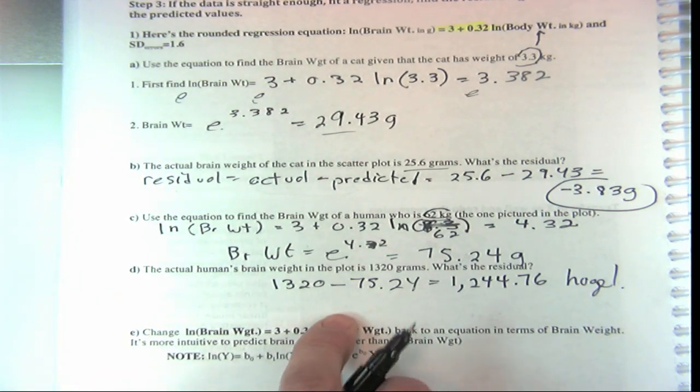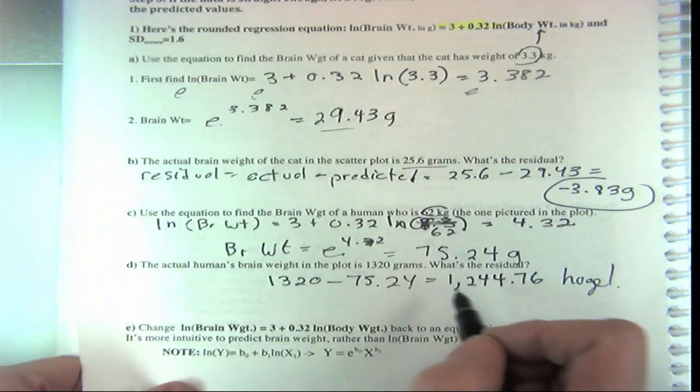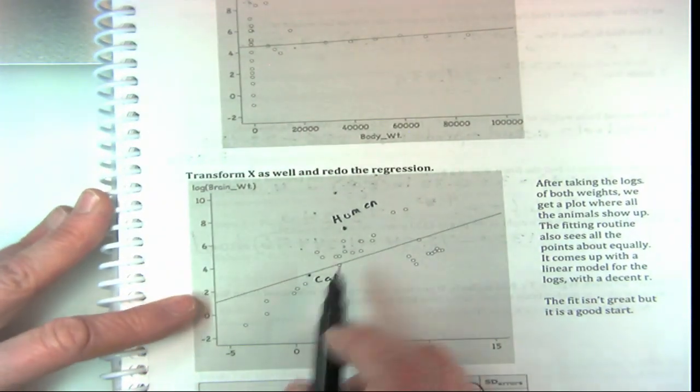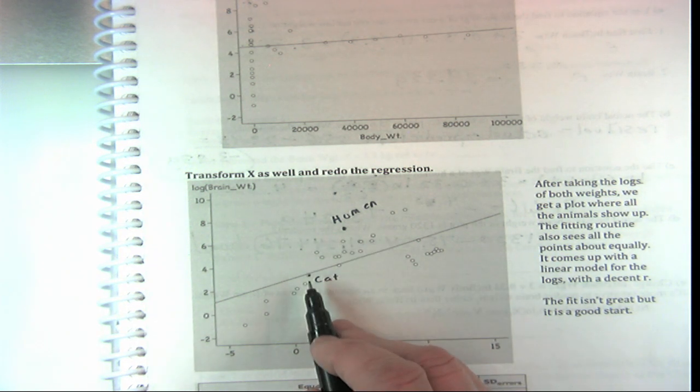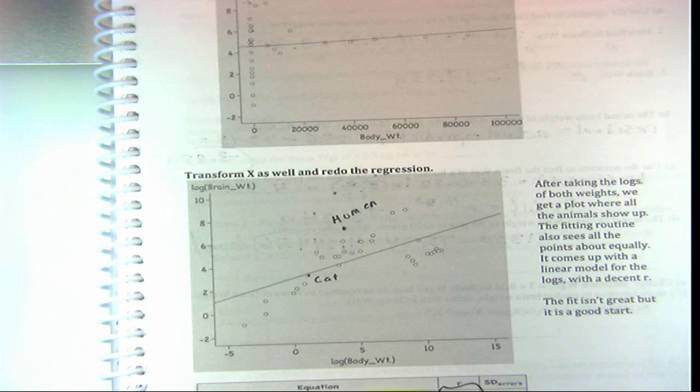We can just look at it again. Okay, so that's the residual. We're looking at these two residuals. For the human, it didn't do a good job. This is the huge residual. It did pretty well for the cat, slightly below the line. All right? Any questions so far?